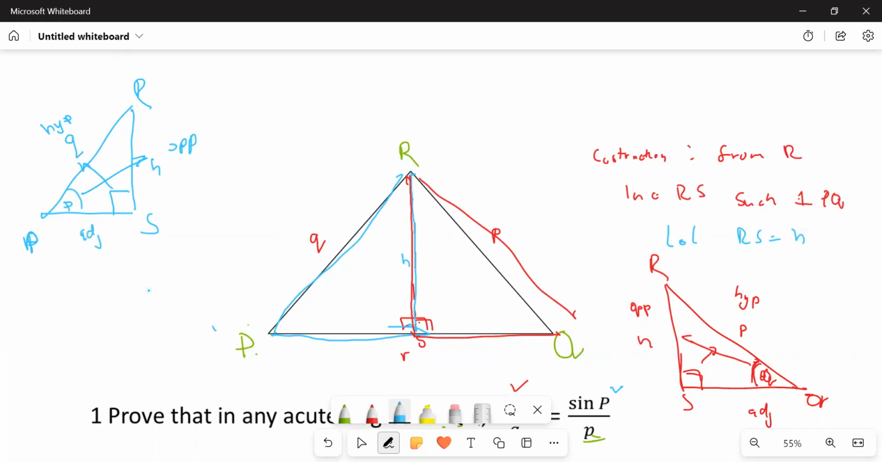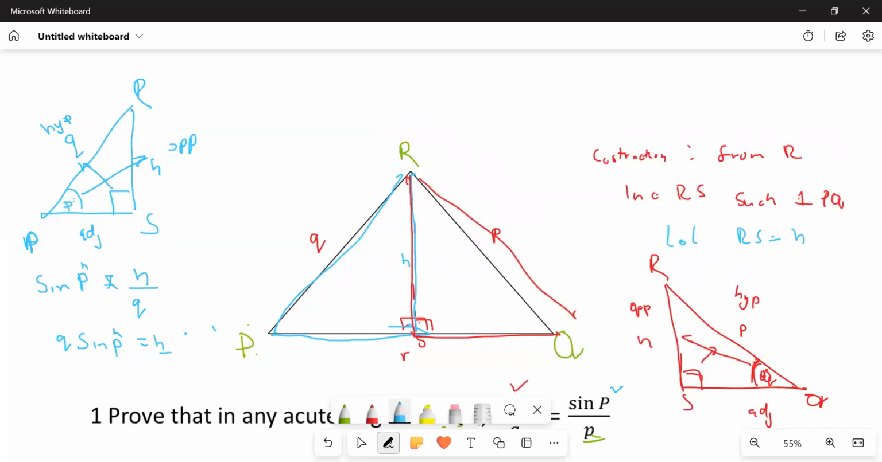Adjacent. Okay, fine. Then I am going to look for sine of P. Sine of P is going to be given as the opposite over the hypotenuse side. What is the opposite? It's H. What is your hypotenuse side? It's Q. We want to make H the subject, so we are going to cross multiply. Q sine of P is going to be equal to H.